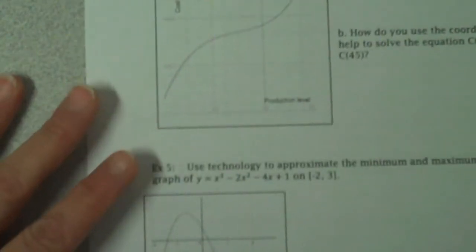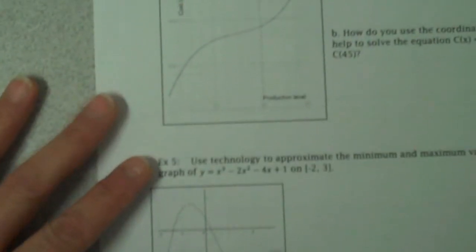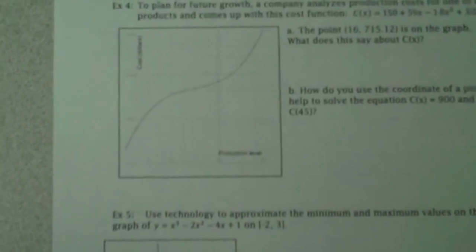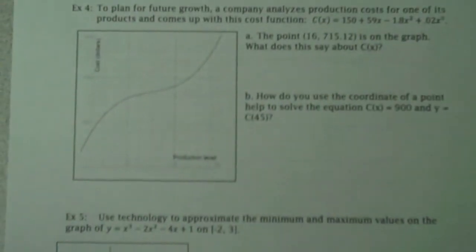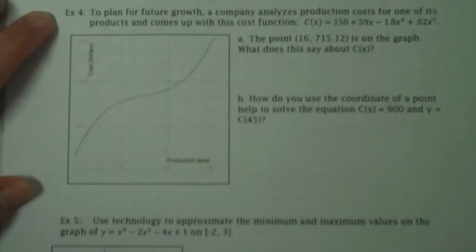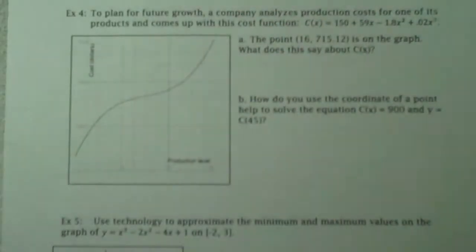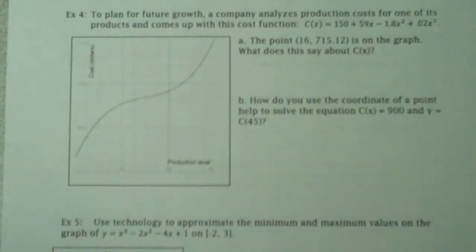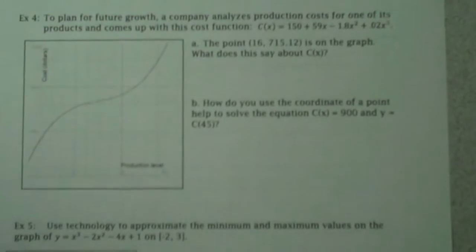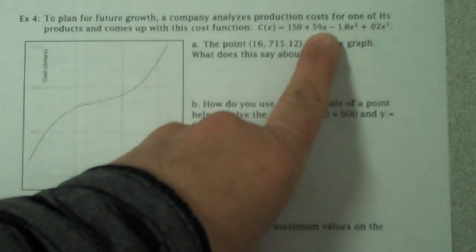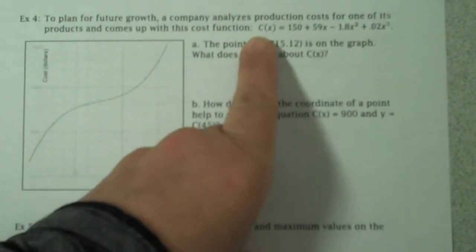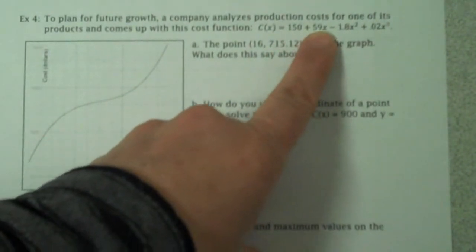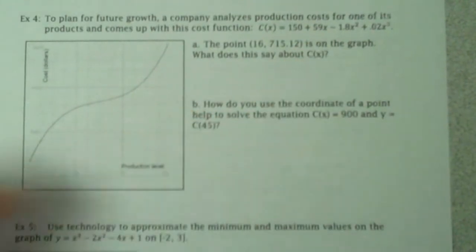This example number 4 here, try to zoom out a little, has a graph where we are planning for future growth, and we decide that we have production costs for one of our products that follows this cost function formula. So this is a little more complicated type of formula. X is still the number of units I decide to make, but the cost function is not as simple as a fixed cost plus a linear variable cost.